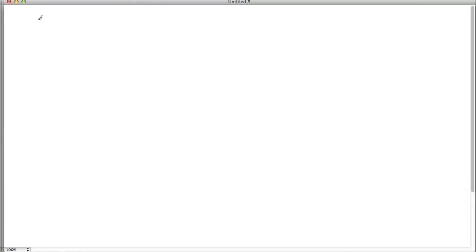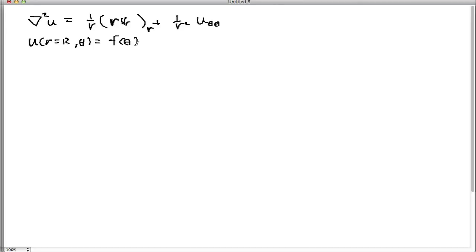So again, we're going to have the Laplacian of u, which is equal to 1 over r, and I'll put the partials like this. Okay, so again, right here in this lower corner, that r represents the partial derivative with respect to r of what's inside the parentheses. So again, as before, we have u at r equal to capital R, theta, is some given boundary condition.